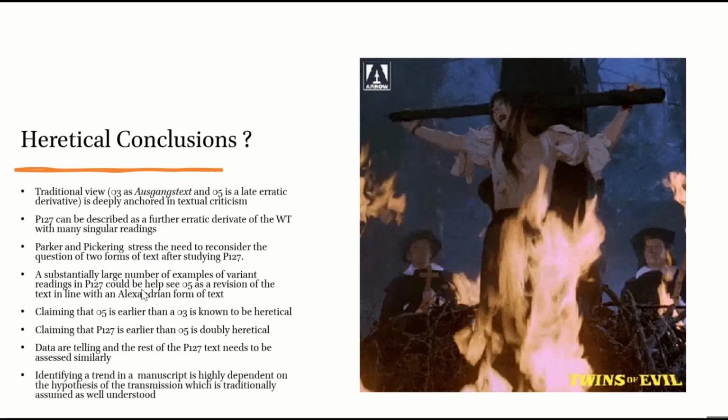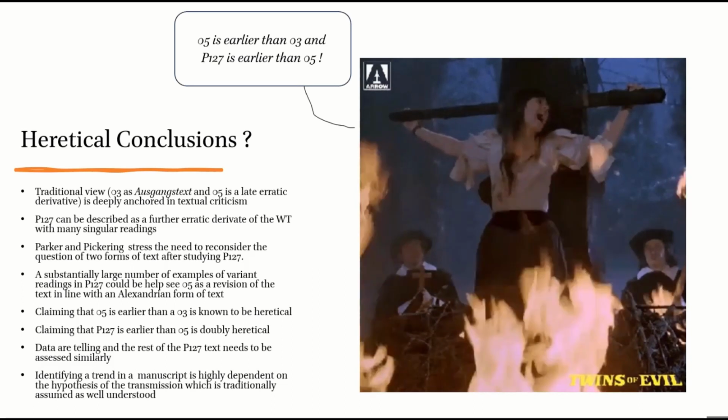And the final conclusion is really that identifying any tendency in any manuscript, specifically in papyri, is obviously closely associated to the way of seeing the development of the text itself. And while this is not so well known, at least it's not that objective, obviously any analysis of any text would then be extremely dependent on the initial hypothesis. In this case, if 03 is earlier than 05 or 05 is earlier than 127.